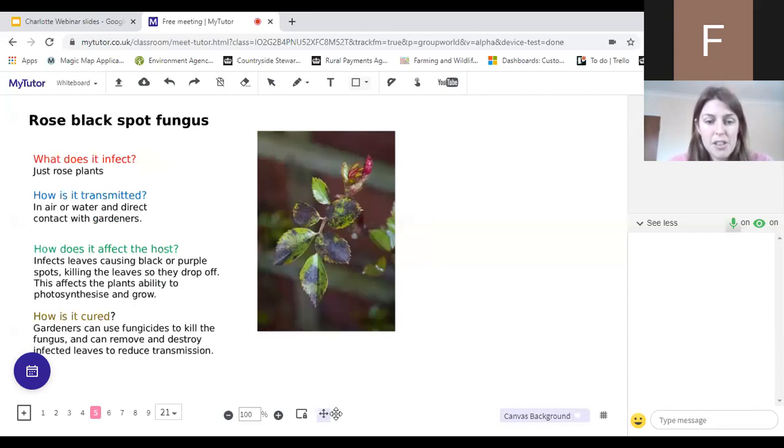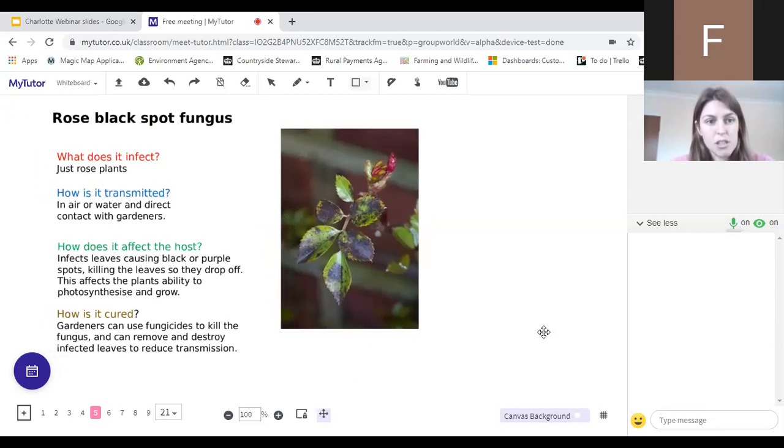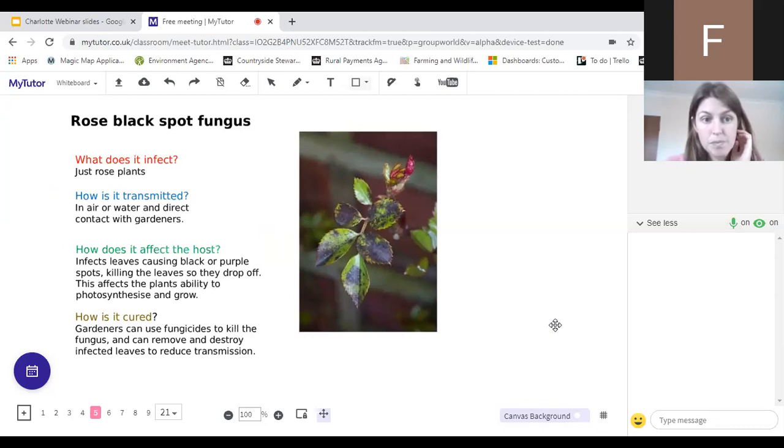The other one that may well be quite familiar is rose black spot fungus. So rose black spot fungus infects rose plants. It's transmitted in air or water and through direct contact with gardeners. So a bit like tobacco mosaic virus in that case. It affects its host by causing black or purple spots on the leaves. That slowly kills the leaves so that they drop off and the plant can't photosynthesize or grow properly. And it will eventually die.